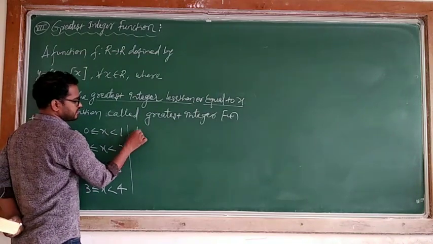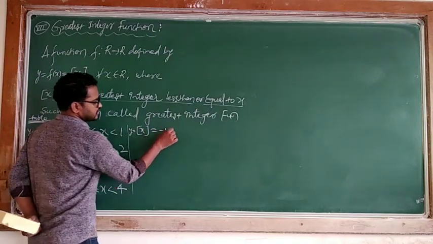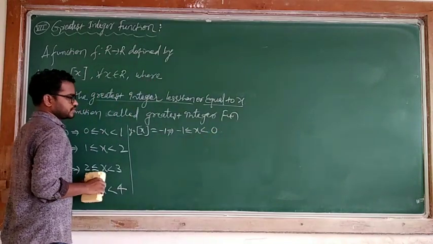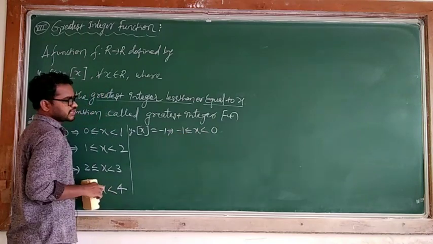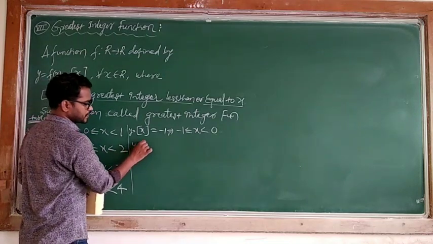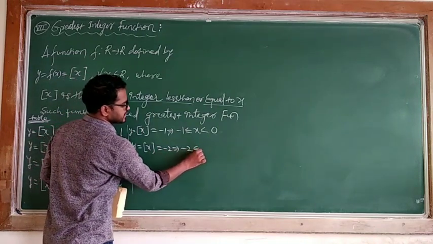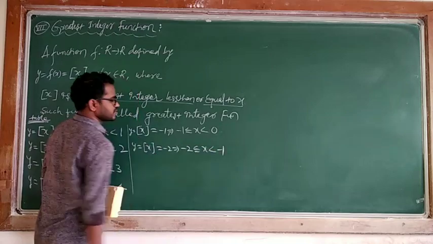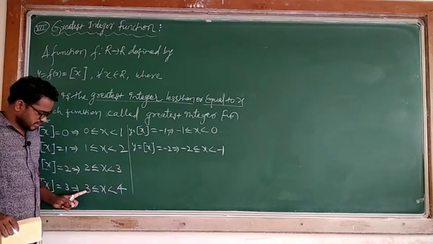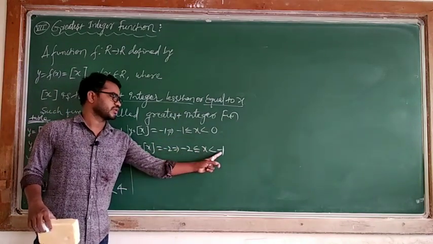If y is equal to minus 1, it implies that minus 1 is less than or equal to x, x is less than 0. When x is between minus 1 and 0, whether it is minus 0.1 or minus 0.2, y is minus 1. If y is minus 2, it implies that minus 2 is less than or equal to x, x is less than minus 1. Keep in mind, 1 is the bigger number compared to 0, and likewise minus 1 is bigger than minus 2.